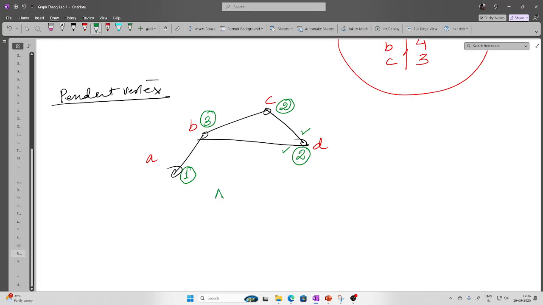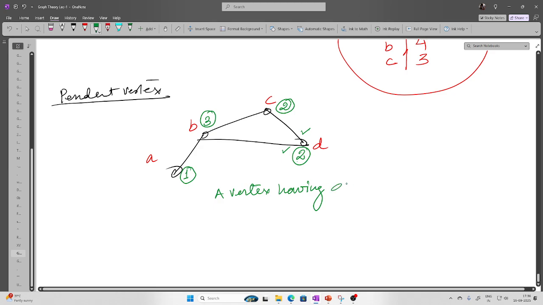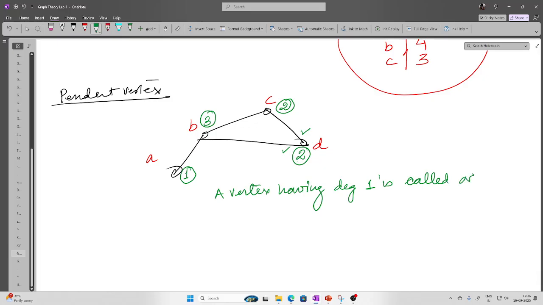So a vertex having degree 1 is called a pendent vertex. Simple. So these are very simple concepts. You should all know this.